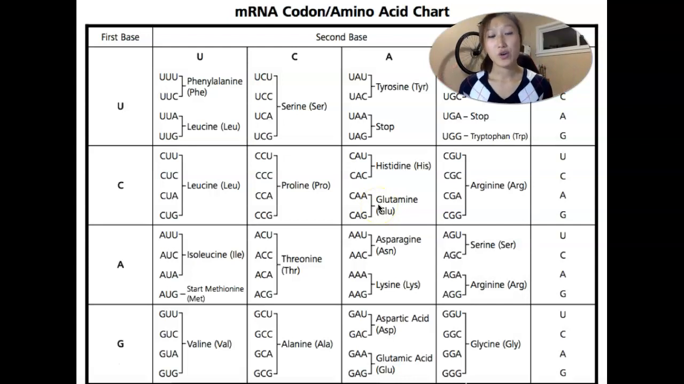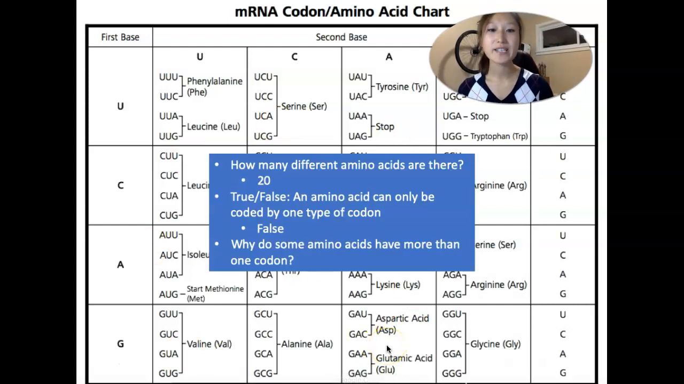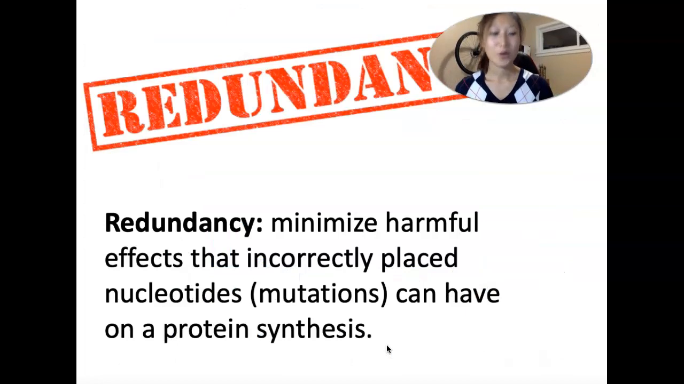So when you're looking at this codon chart, which will always be provided to you, there's some information that you can tell. There are 20 different amino acids that are used in the human body. The second thing is there are multiple different codons coding for the same amino acid. So there's way more than 20 different codons, but you only have 20 different amino acids. And there's a reason for that, okay? The reason for this is called redundancy. The reason for this redundancy is that it minimizes harmful effects that mutations can cause during protein synthesis.